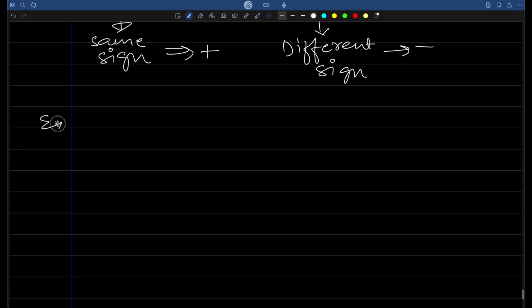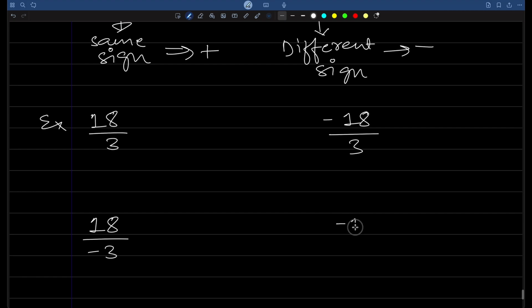and let us take four examples, that is 18 divided by 3, minus 18 divided by 3, 18 divided by minus 3, minus 18 divided by minus 3. We have both the signs positive, that is plus and plus, so we have plus into plus is plus, and 18 divided by 3 is 6.